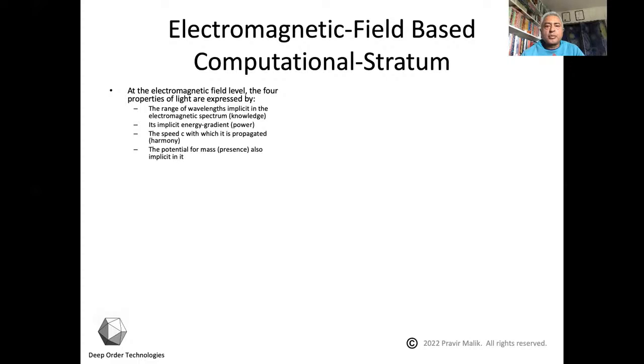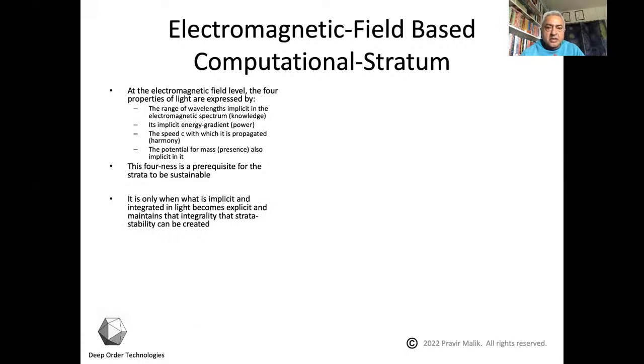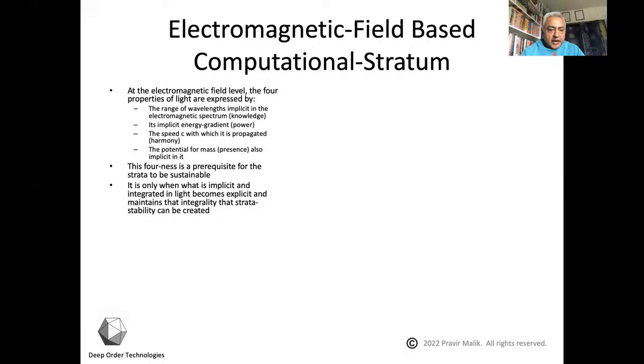So we find that the electromagnetic spectrum has or can express this fourness, which is integral and implicit in light, and therefore this fourness becoming explicit in this material manifestation is a prerequisite for any strata to be sustainable, and therefore the electromagnetic spectrum can be thought of as a sustainable stratum. And this point just summarizes what I said, that the implicit and integrated properties within light becoming explicit maintain that integrality, and set up what can be thought of as strata stability.